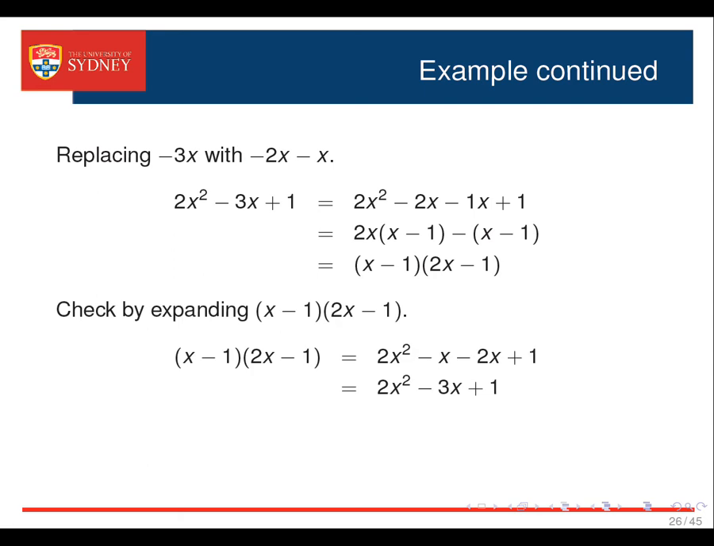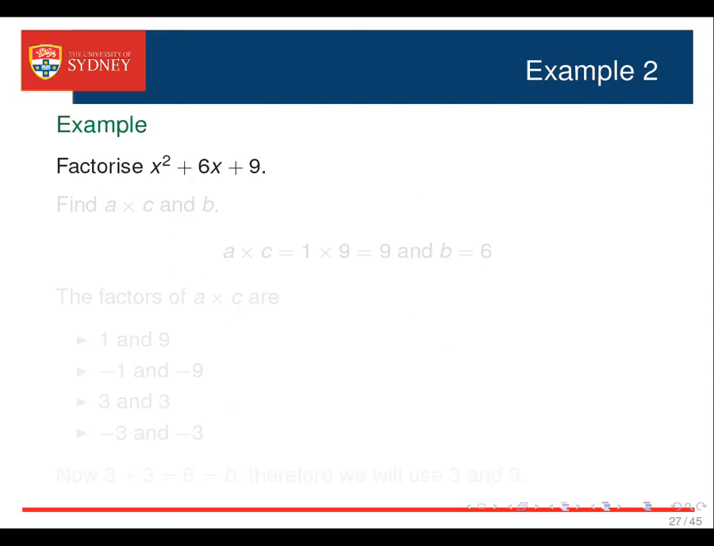Recall from Day 3 Module 1, we can check the factorization by expanding the result. When x minus 1 times 2x minus 1 is expanded, we get 2x squared minus 3x plus 1, the original quadratic. Therefore, the factorization is correct. Not quite comfortable yet? We'll have a look at another example.